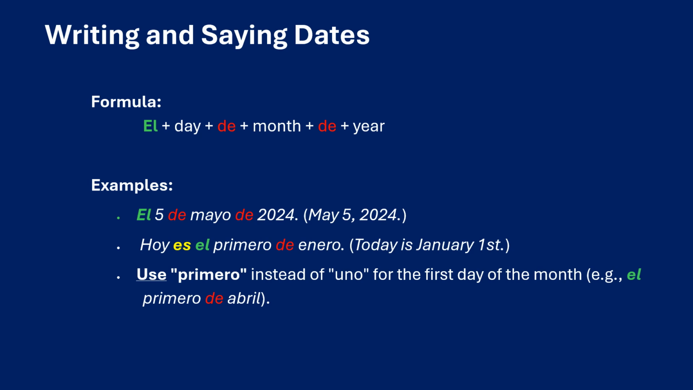Or you might say today is the 1st of January. Hoy es el primero de enero. Today is January 1st. For the first of any month, instead of using uno, use the word primero, which is an ordinal number for the word first. El primero de abril, April 1st, or what we might know as April Fool's Day.